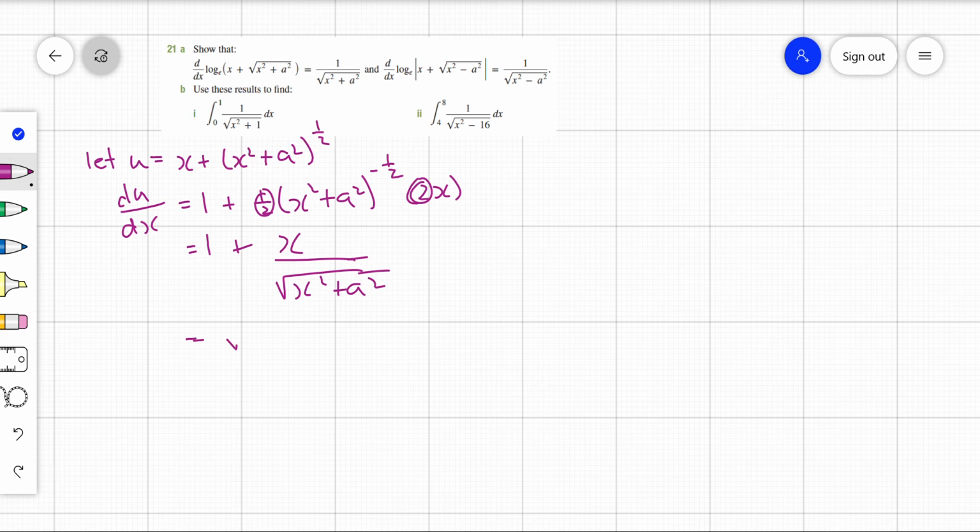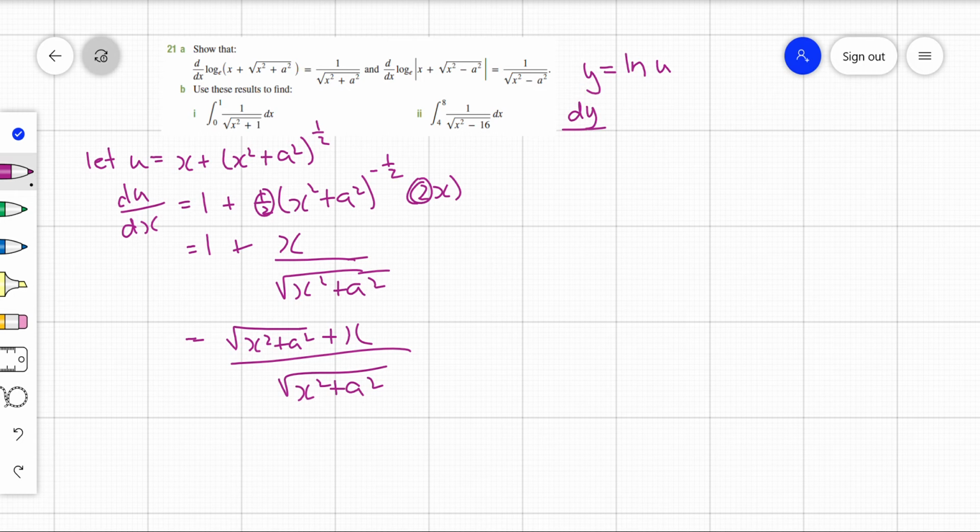And we could also write square root of x squared plus a squared plus x over a common denominator of x squared plus a squared. And then we could also have a look at y being then log of u. So dy du would equal 1 on u. So if we wanted dy dx, then we would do dy du times du dx. Those would cancel, we get dy dx.